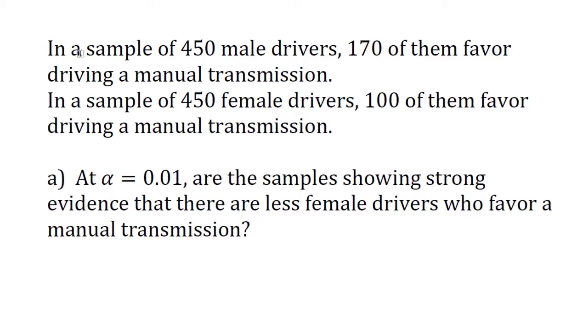Now, after looking at the description of the two samples, the question is asking at alpha equals 0.01. Recall this style of wording, alpha equals 0.01. Alpha has, throughout this course, been understood as the significance level. So at alpha equals 0.01, are the samples showing strong evidence that there are less female drivers who favor a manual transmission? The question itself asks whether these two samples are showing strong evidence.